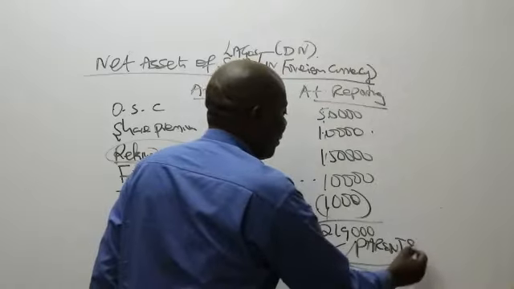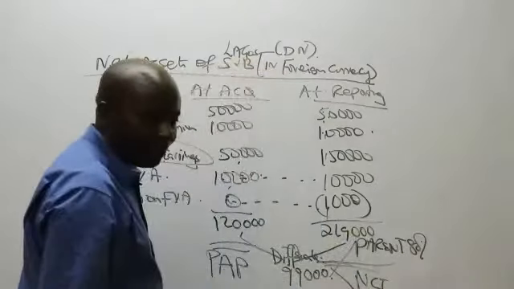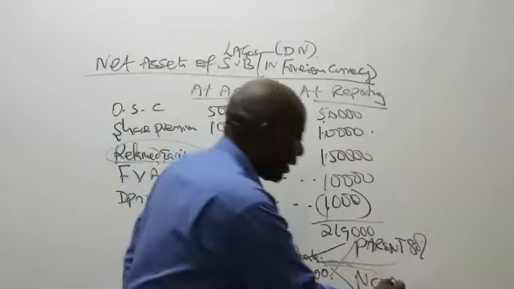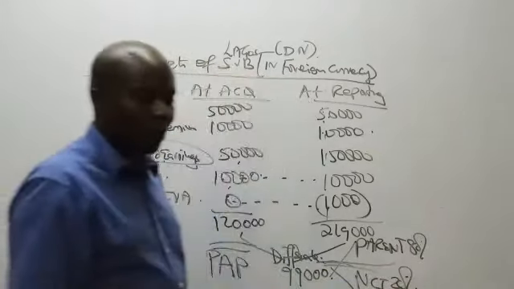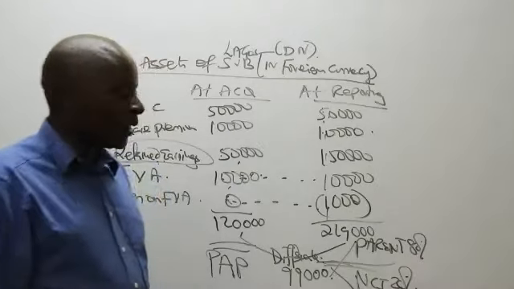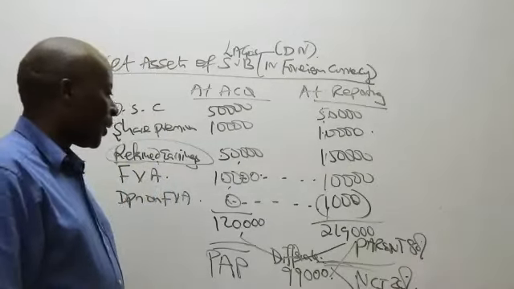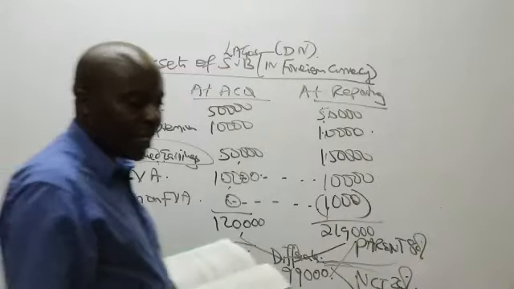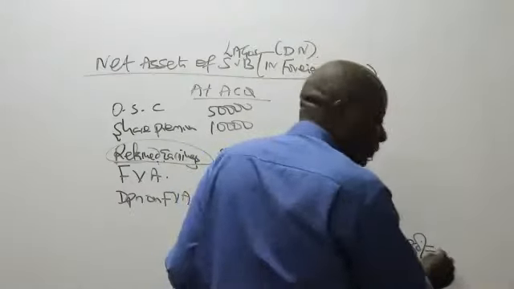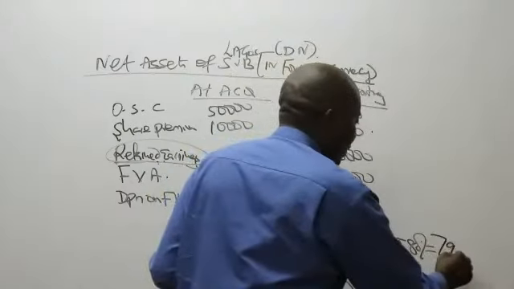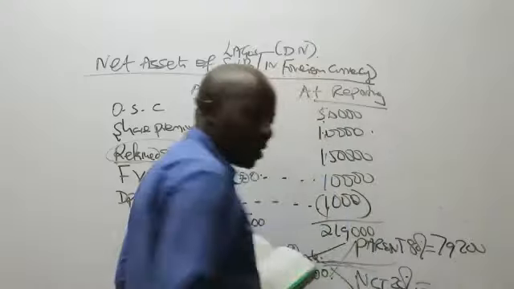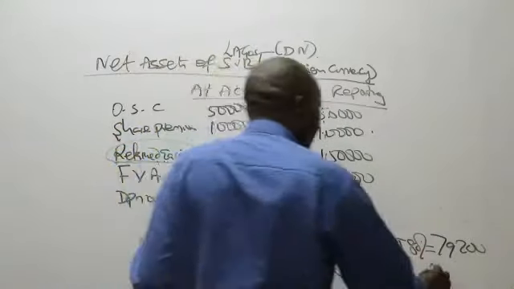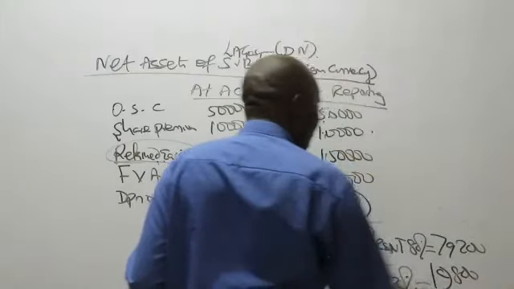Very important. Remember the parent was 80%, isn't it? And therefore NCI is 20%. Very important for me to know that. NCI is 20%. So we have 79,200 for the parent, and then NCI 19,800. A student is asking me in private chat, teacher, what does POP mean?